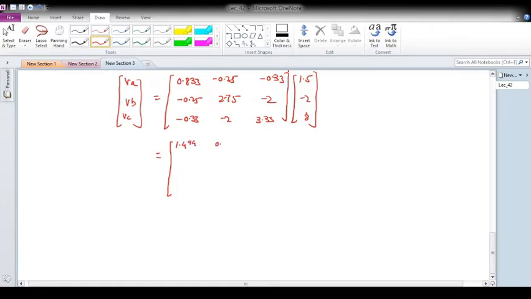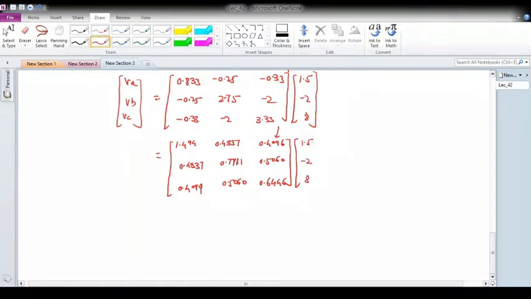1.494, 0.4337, 0.4096, 0.4337, 0.7711, 0.5606, 0.4096, 0.5060, and 0.6446, and this is the inverse, and then multiply on my 1.5 minus 2 and 8.